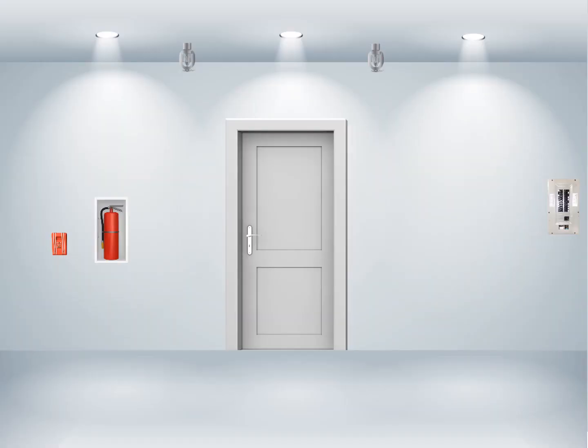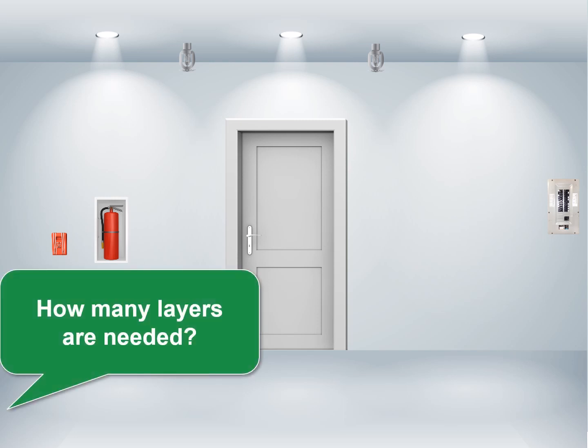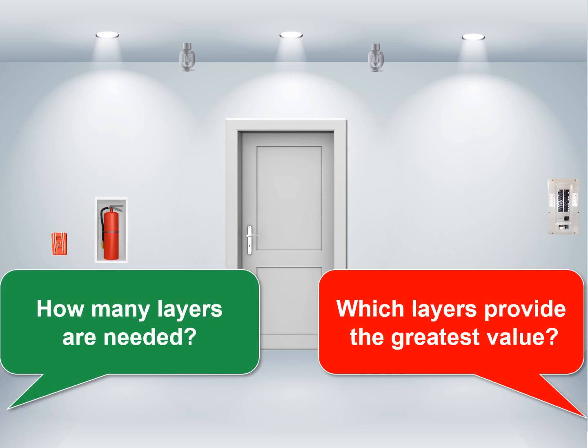Given the number of available layers and the fact that they all have different costs, both in dollars and operational efficiencies, it's worth asking the question, how many layers are needed? Which ones provide the greatest value, the biggest bang for the proverbial buck? Can you rank these features according to their value to the overall fire safety of a given building?